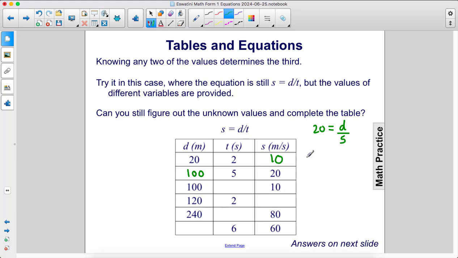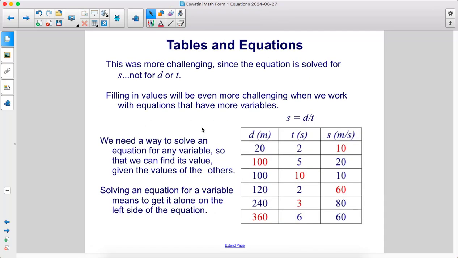Here we know speed is 10 and we know the distance is 100. So therefore, what must the time be? If something is moving at 10 meters per second, how long will it take that object to travel 100 meters? Well, it would take 10 seconds. 10 meters a second for 10 seconds, we would go 100 meters. So we can continue solving that way.